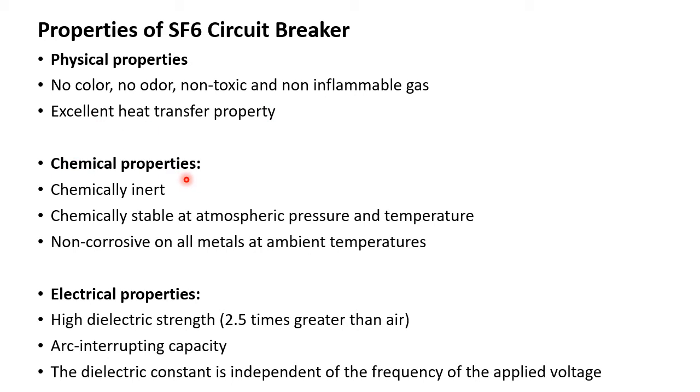Chemical properties. What are the chemical properties of SF6 gas? It is chemically inert, it is chemically stable at atmospheric pressure and temperature, and it is non-corrosive on all the metals at ambient temperature.